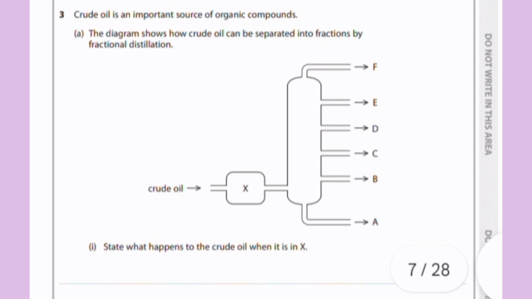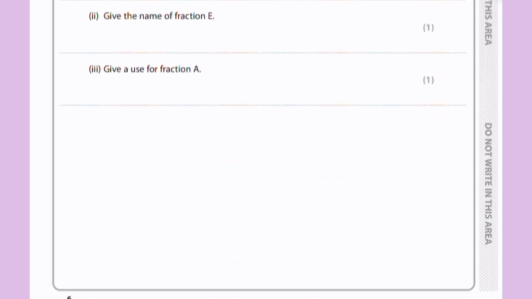A. The diagram shows how crude oil can be separated into fractions by fractional distillation. Part 1. State what happens to the crude oil when it is in X. So in part X is where the crude oil enters the fractionating column, and here it is heated and vaporized. Part 2. Give the name of fraction E. It is gasoline. Part 3. Give a use for fraction A. Fraction A is bitumen, and it is used for making roads.